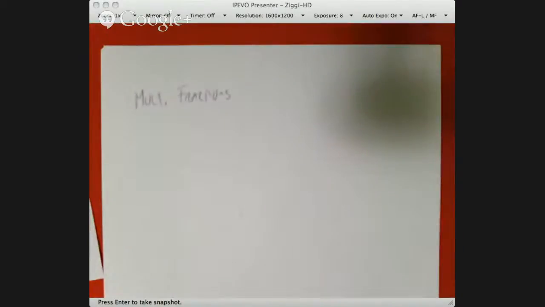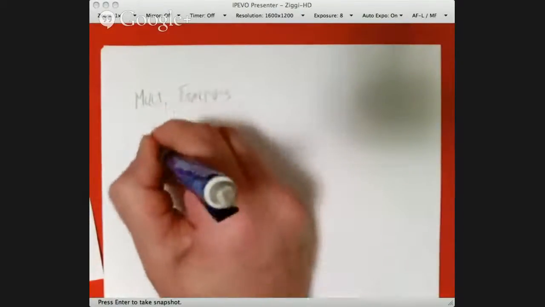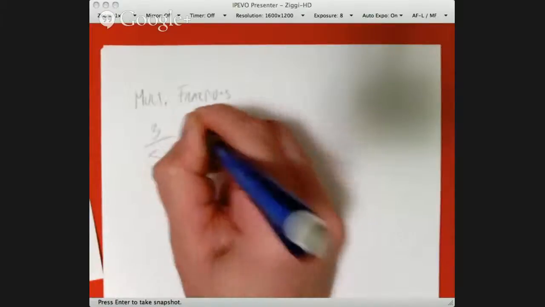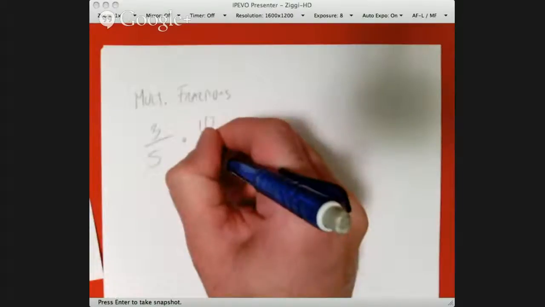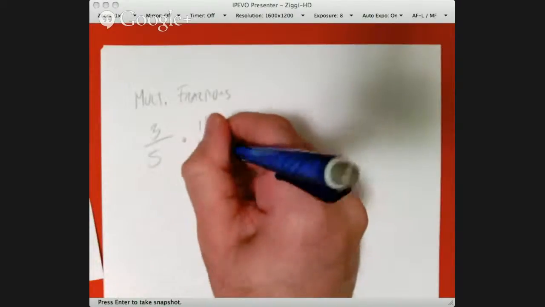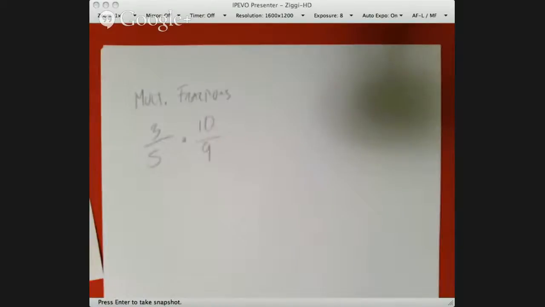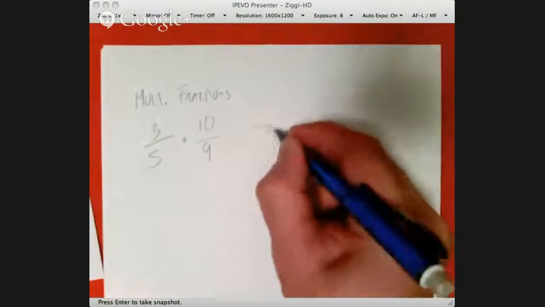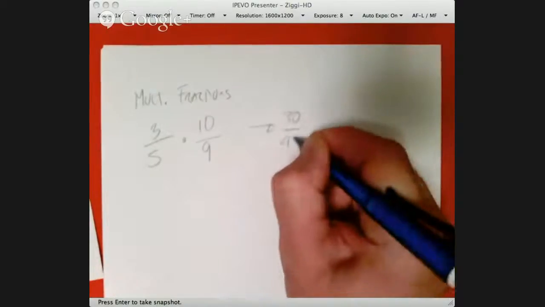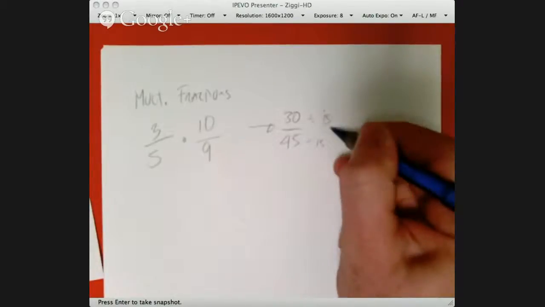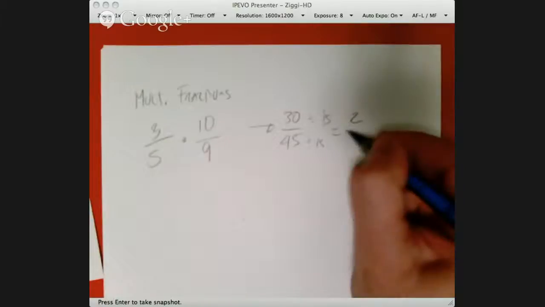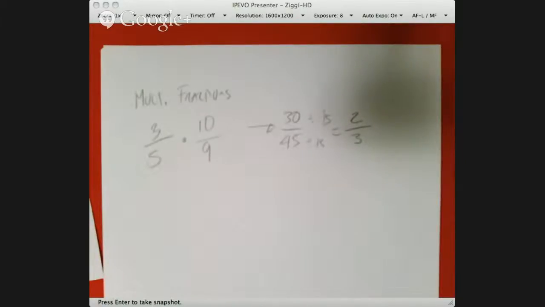I think the easiest thing for us to look at is just an example. So if I've got 3/5 times, we're going to go with 10. Oh, I will make it ninths. The general rule when you multiply fractions is just to multiply straight across. So if I multiply straight across, we get 30 over 45. Then we can reduce that because they both divide by 15, and that's going to give us 2/3. Not bad. That's a general rule, multiply across.